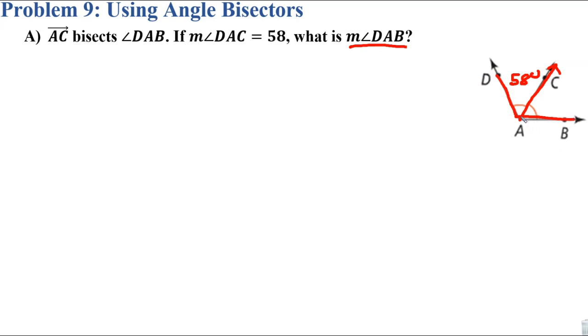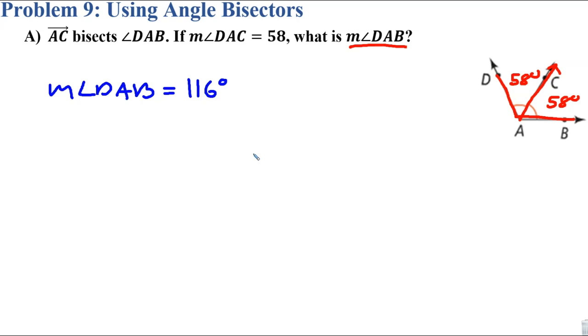Well, again, since ray AC is an angle bisector, I know both the left and right angles will be equal. They'll both be 58 degrees, meaning that the measure of angle DAB is just equal to 58 plus 58. In other words, 116 degrees. So there's an example of using an angle bisector in a problem. Again, kind of similar to our angle addition postulate, and kind of similar to what we did with the midpoint and the segment addition postulate as well.